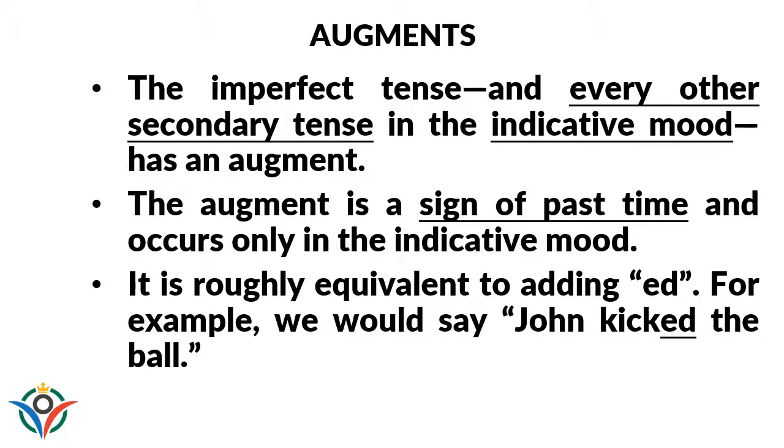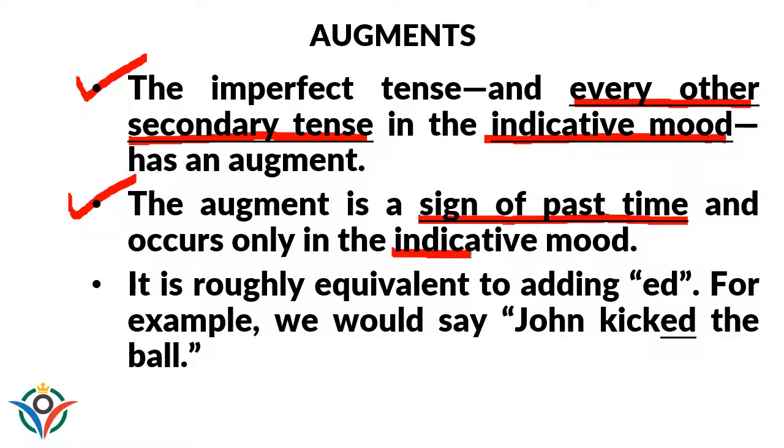So let's talk about augments. The imperfect tense and every other secondary tense in the indicative mood has an augment. So what is an augment? The augment is a sign of past time and occurs only in the indicative mood. This is roughly equivalent to adding the suffix -ed to the end of our English verbs. For example, we would say John kicked the ball, the -ed conveying past time. So in order to show past time in Greek, we need to have an augment present in the verb.